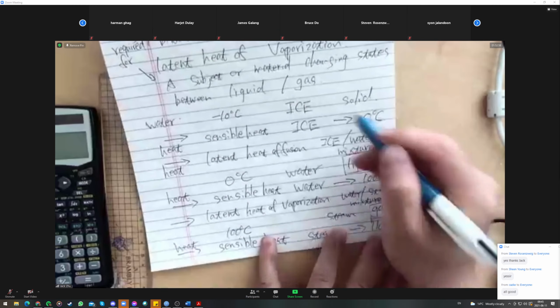So latent heat of vaporization, latent heat of fusion. Those are two important things to know.